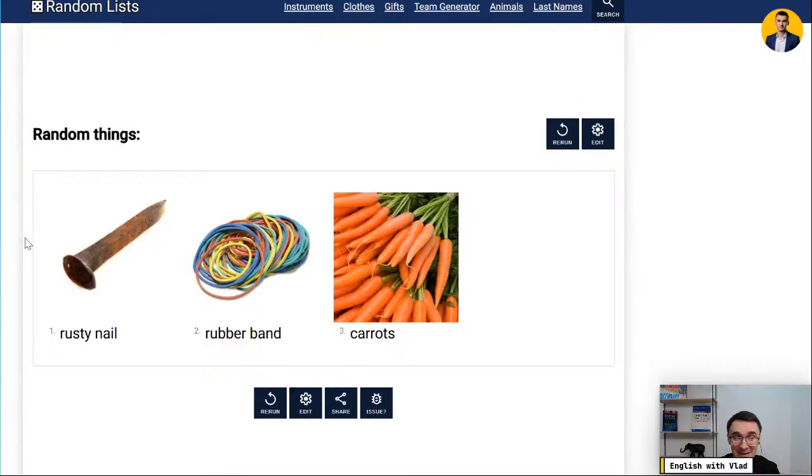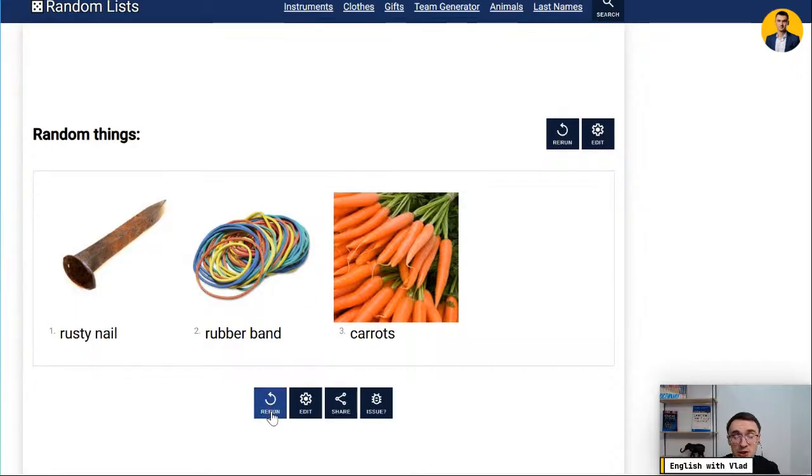I will read the word and I will ask you to repeat after me, those who want to practice with me. So let's go. So here we see a rusty nail, rubber band, carrots, just a type of vegetable, yeah? Now, you will see all of these visuals. Some of the words will be strange, unknown, and that's good.